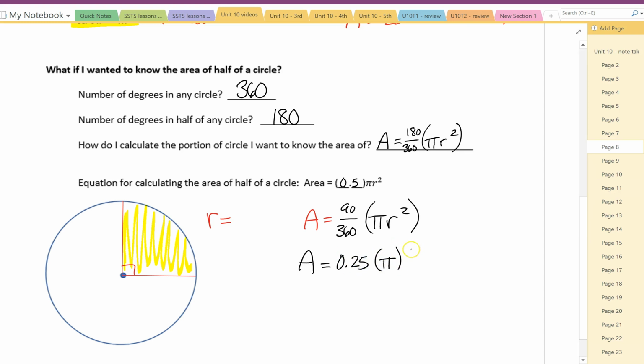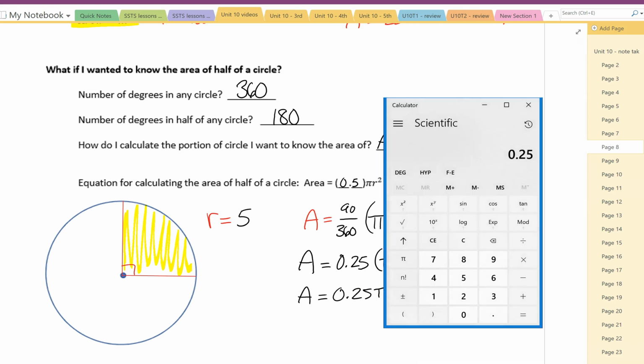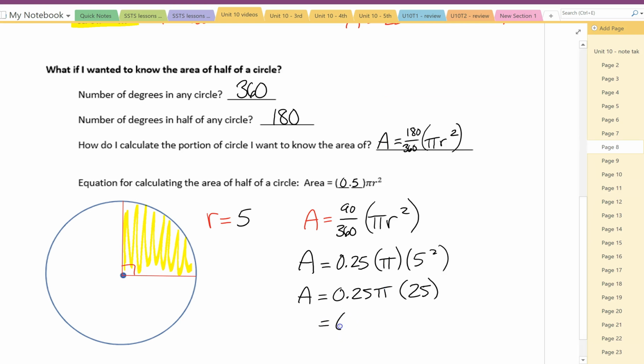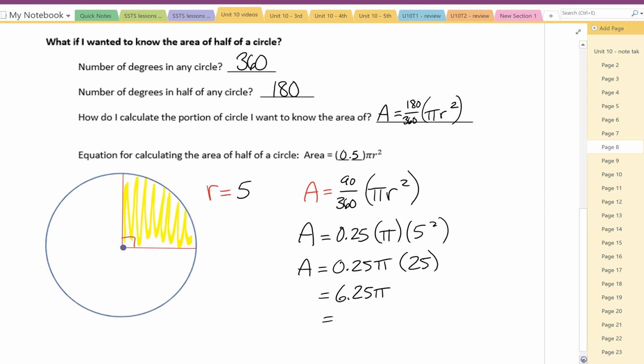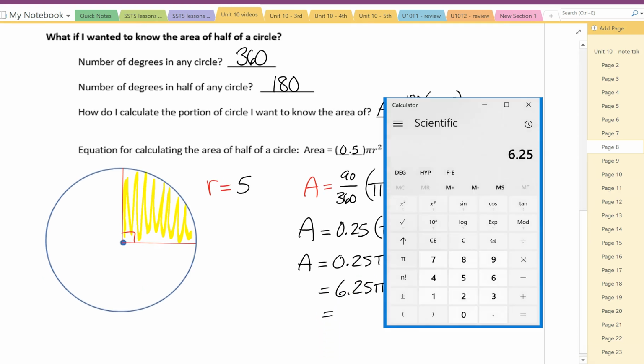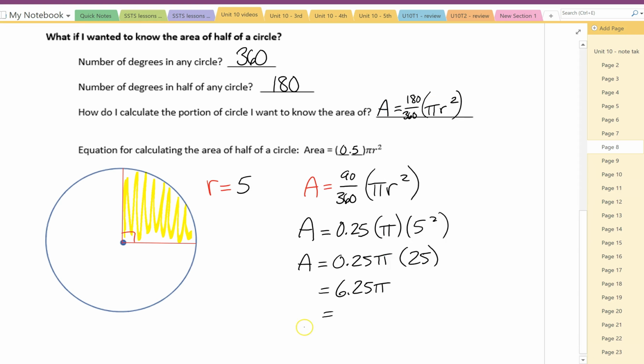times pi. And let's say the radius is still 5 squared. Okay, so I'd have A equals 0.25 pi times 25. 25 times 0.25, so I could say the area is 6.25 pi, or I could multiply that out. 19.63.